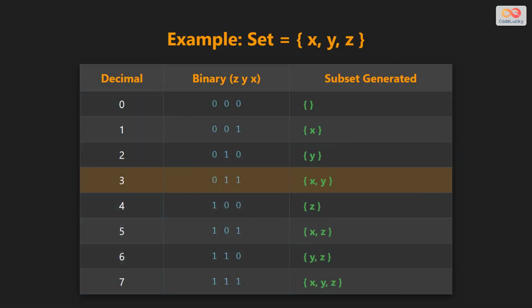Here is a complete table showing the pattern for a set of 3 elements, X, Y, and Z. Since n is 3, we count from 0 up to 7 in binary. Notice how the binary representation of the counter variable naturally generates every unique combination. 000 gives the empty set. 111 gives the full set. We don't need recursion, we just need to count.